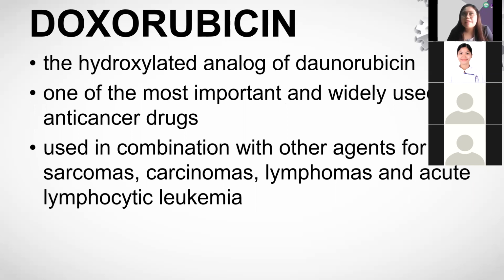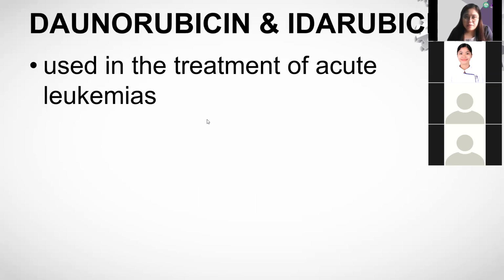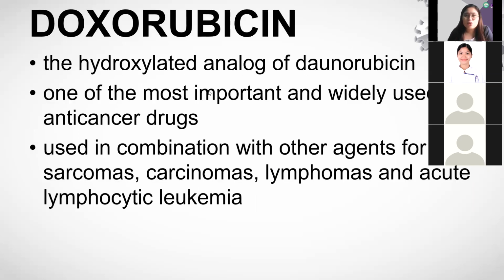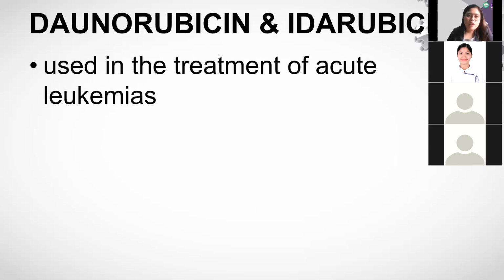However, since we have treatment protocols for cancer, just like other anti-cancer drugs, most of the time we use doxorubicin in combination with other agents to treat various types of cancer. So almost all kinds of cancer: sarcoma, carcinoma, lymphoma, and even leukemia. Now, daunorubicin and idarubicin are both treatments of leukemias. Doxorubicin is used because it is effective for different types of cancer.